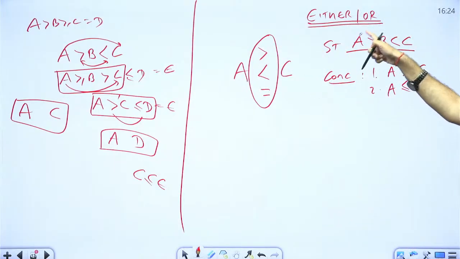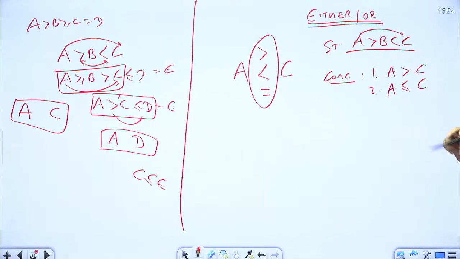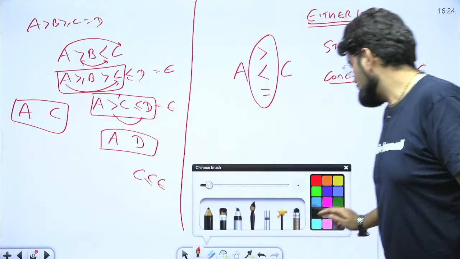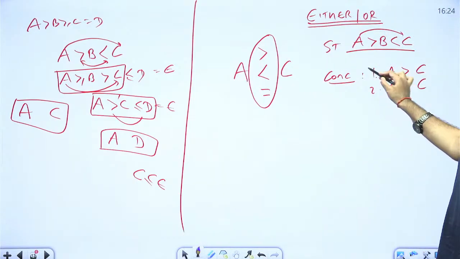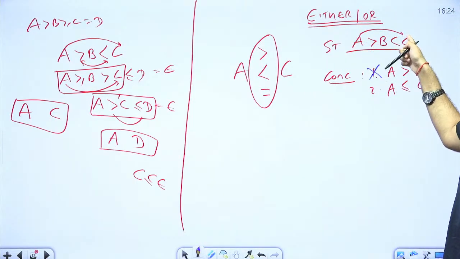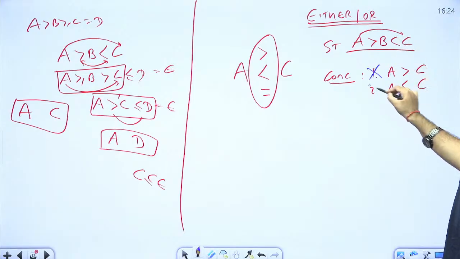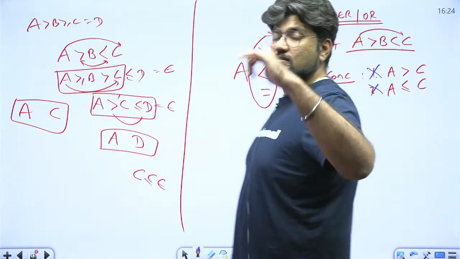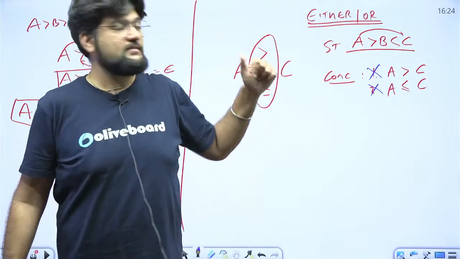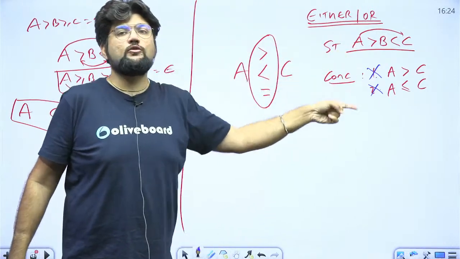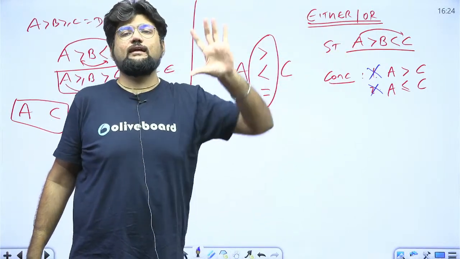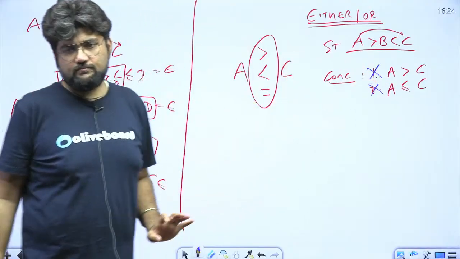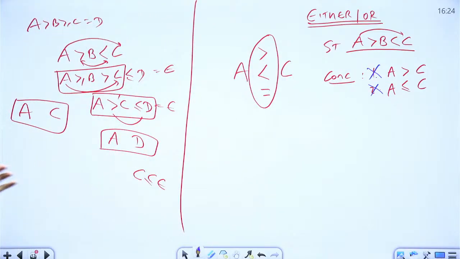This was a statement. So I found out that A and C are not related. So now how will I solve the question? I will look at this conclusion, I will say A is greater than C? No, because there is no relation, I cannot conclude. A is less than equal to C? No, I cannot say anything, no conclusion. So the first rule, like either or in syllogism, is that both your conclusions should be individually incorrect.